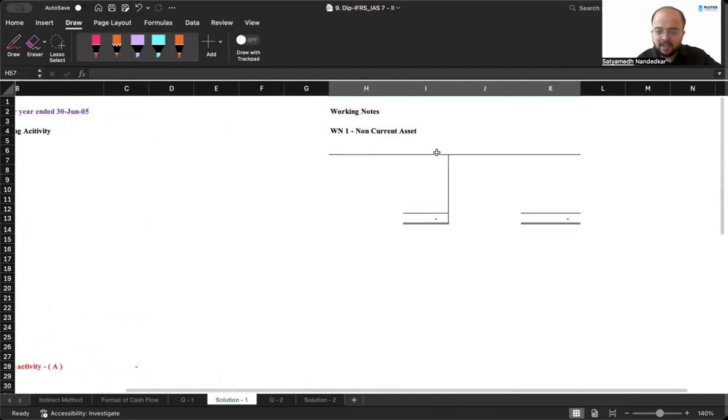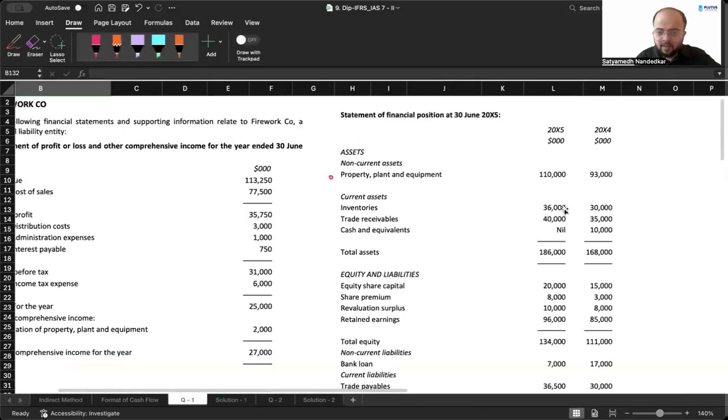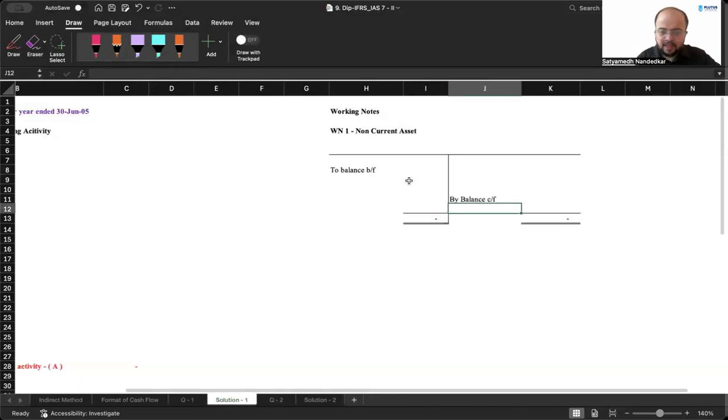So create a ledger for property, plant and equipment. On the debit side, opening debit balance: to balance brought forward, and by balance carried forward. What is the amount of balance brought forward? 93,000.